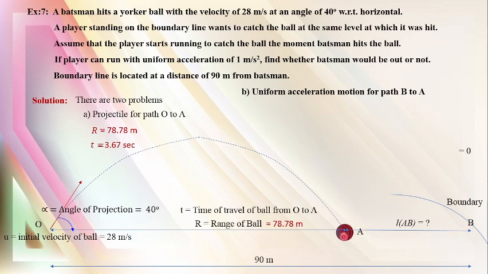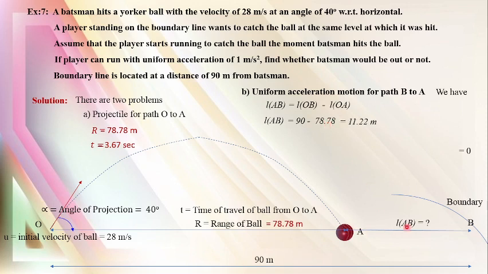He has to run from B to A. So here we know the length of AB is what we have to find out. We know the length of OB, that is 90, and the length of OA, that is the range. So substitute here 90 minus 78.78, and the length of AB will be known to you. So it is equal to 11.22 meter.